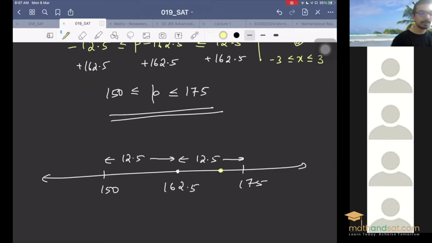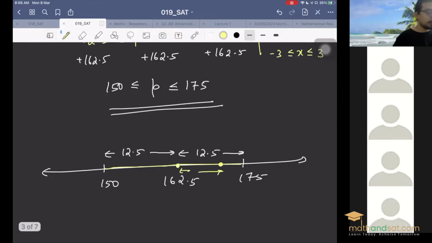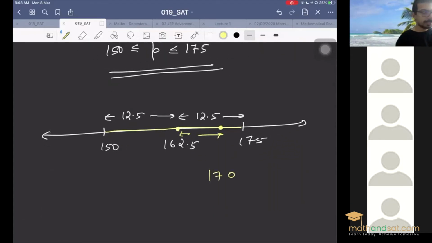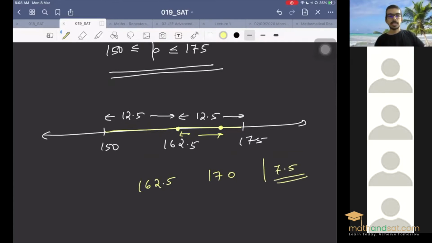So P value is here. When you take the difference between the acceptable value of P and the ideal value of P, this difference is less than 12.5, because the maximum is 12.5 in this direction and 12.5 in this direction. So if you take any value between 150 and 175, say for example you take 170, your ideal value is 162.5. And the difference comes out as 7.5.